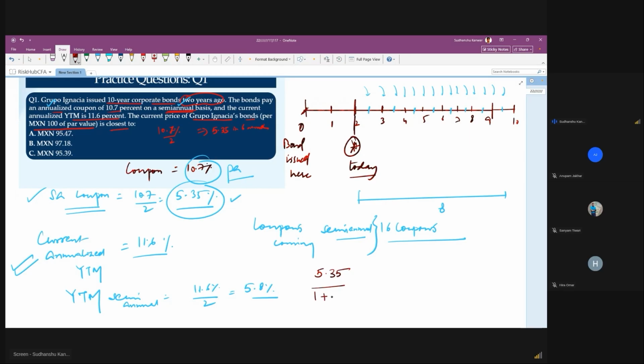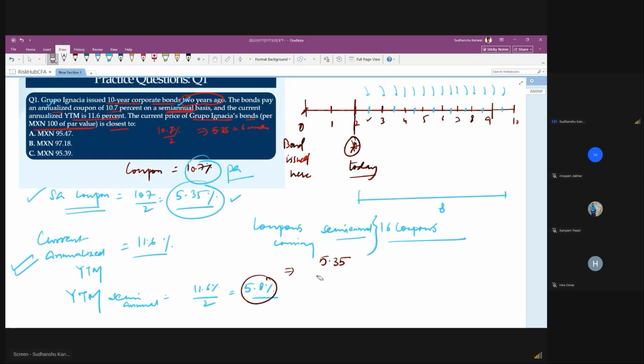There are two ways here, but maybe you will get confused. Sir, isn't 5.35 the interest? So why are we taking it as a future value? No, 5.35 is a coupon, right? The coupon is coming. I haven't written the full thing yet. Just wait. 5.35 is the coupon which is coming here, the first cash flow.